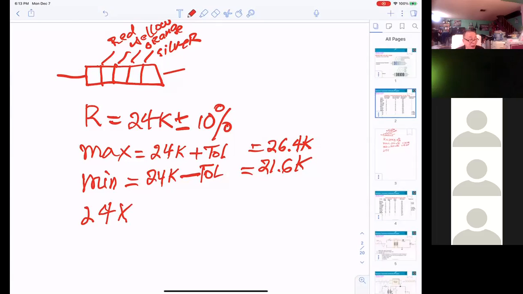Orange is 10 to the power of 3. Oh, yeah. 1,000. Thank you. So that's why you get 24K. Yep, now clear. Yeah, anything, try to make it clear.